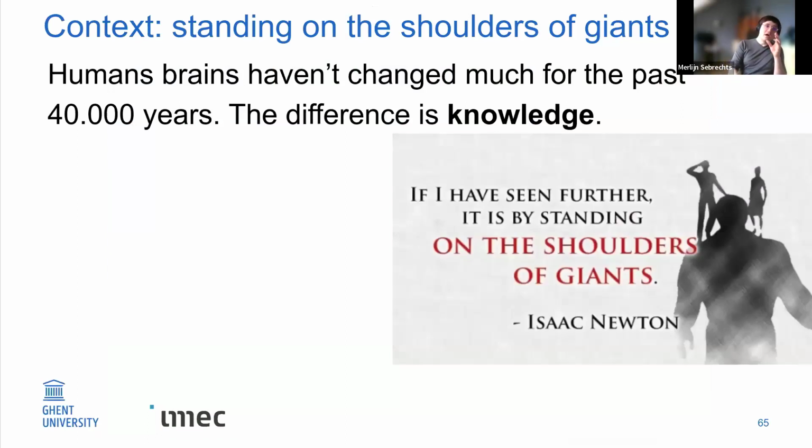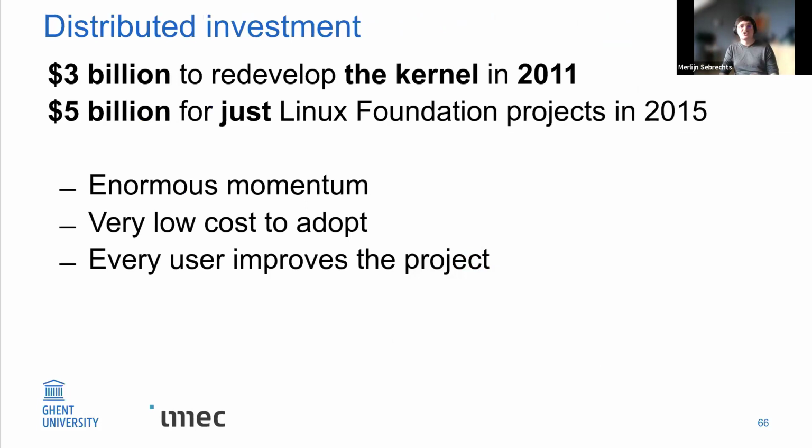Then, a final piece of context is that open source software allows you to stand on the shoulders of giants. Human brains haven't changed much in the past 40,000 years. The reason why society now looks completely different than society 40,000 years ago is not because humans have become smarter. The main difference is that we have collective knowledge that we gathered over 40,000 years, and we have great ways to actually give this knowledge to other people. It's the same with open source software.